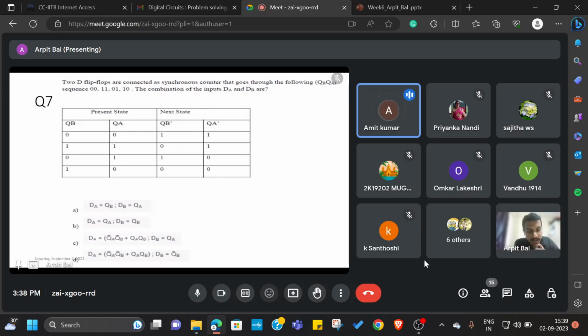Yes, sir. Hello. Amit, in case of the D flip flop, output follows the input. Correct. But what does this question want us to answer? You are correct, but this particular question, what is it trying to mention?